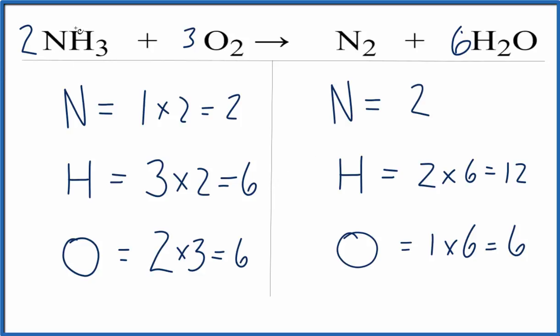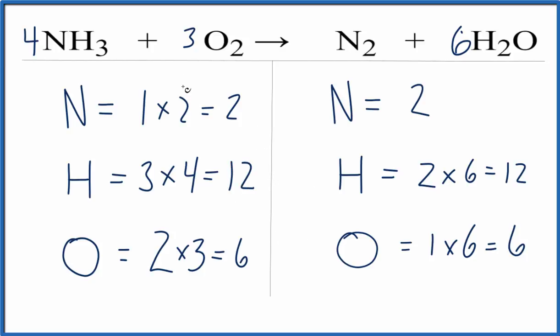So it looks like we'll need to change the coefficient here to get 12. So let's do that. If I want 12, I'll need to have a 4 in front of the ammonia, the NH3 here. So 3 times 4, that equals 12. Now the oxygens, the hydrogens are fine.